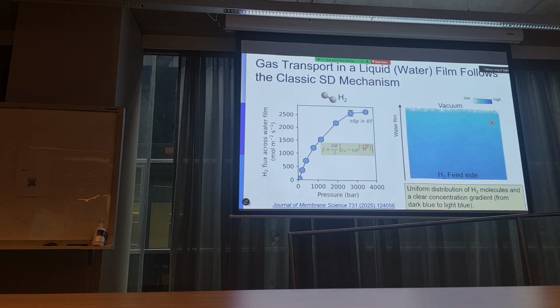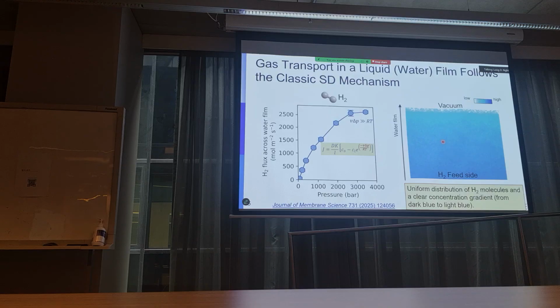Okay? And indeed, when we look at the membrane in the molecular simulation, and again, this is the feed side, this is the permeate side, and this is the hydrogen inside. The hydrogen has a uniform distribution of molecules and a clear concentration gradient from the dark blue to here. So this is more like the classic solution diffusion mechanism, but it happens only because we have gas and a liquid membrane.